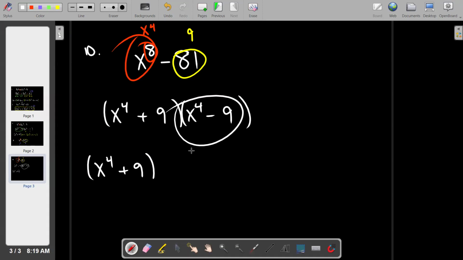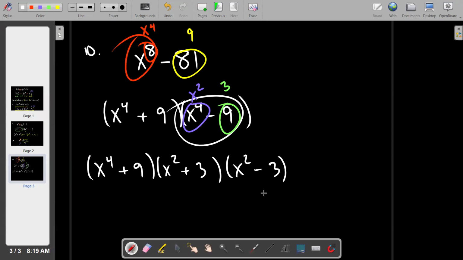It's going to get 40 kids at the same time to do that. And that is a difference of squares. So the square root of x to the fourth is x squared. The square root of 9 is 3. And that's a minus, so we're green lighted to proceed. Square root plus square root minus square root. Who's factorable now?